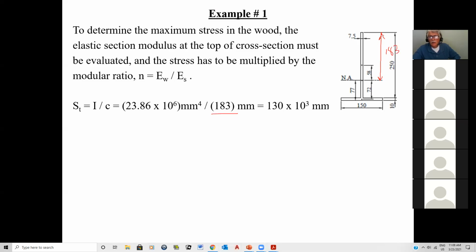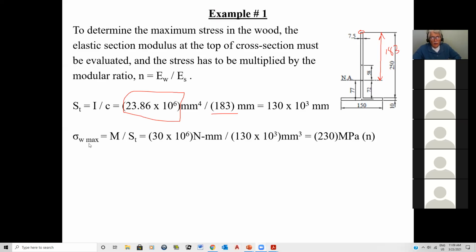There's my C value, because I'm looking at the stress right there. And of course, the moment of inertia does not change. That's the same for the overall section. Now if I want to calculate the stress in the wood, I calculate M over ST, but I have to take this value and multiply it by N to transform it into an equivalent wood stress. And therefore, I end up getting 230 times 0.5. And now the stress in the wood is 11.5 MPa, which is a little high for the wood, I can tell you right now, but it's still okay. And that's how you would calculate the stress in the wood.